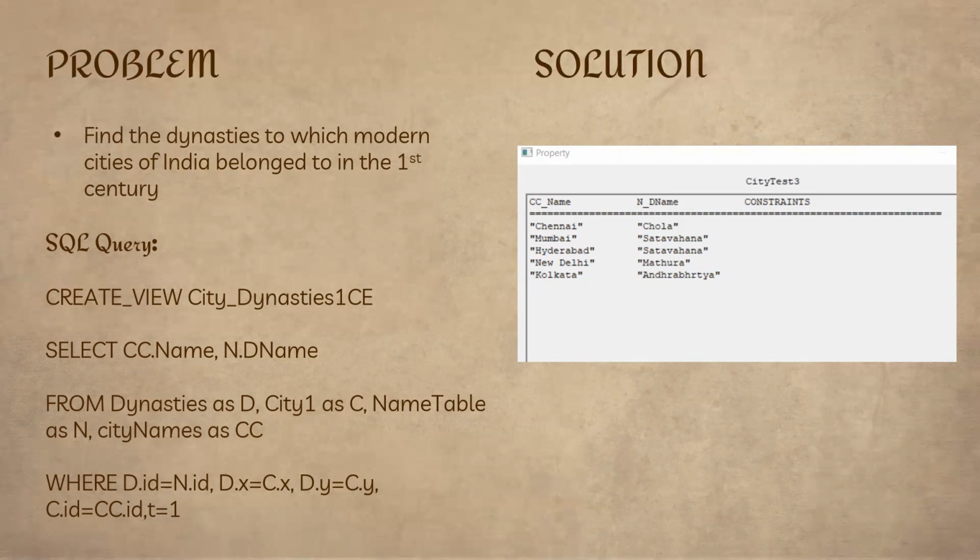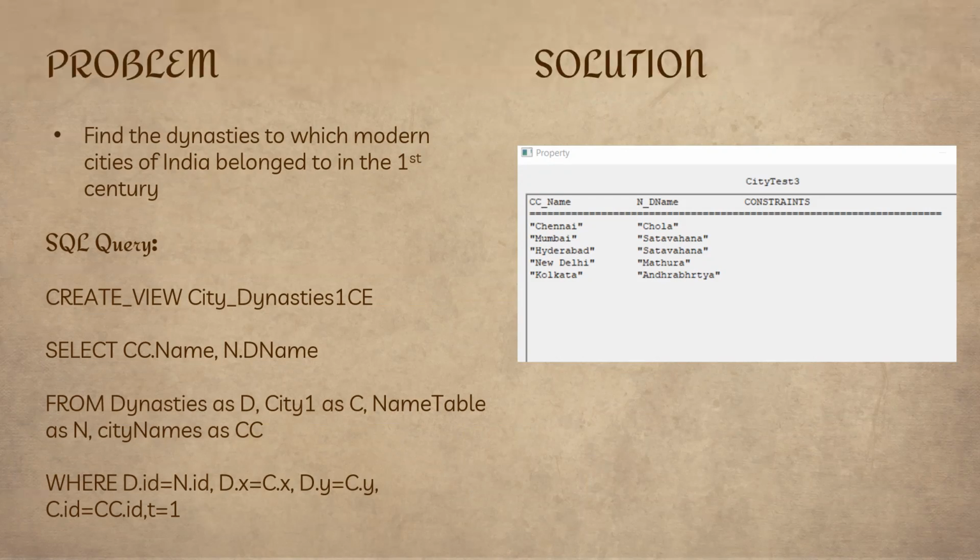In our database, we only had 5 cities as a working model, that is Chennai, Mumbai, Hyderabad, New Delhi, and Kolkata. And here, we are trying to find the dynasty name to which the modern city belonged back in a given century. Let's say the first century here.